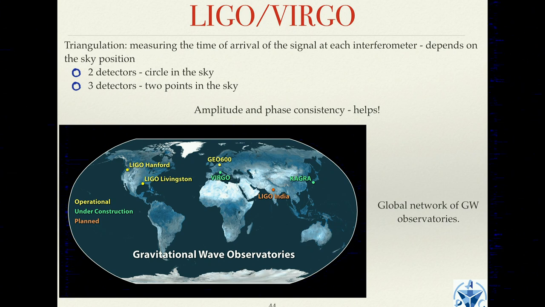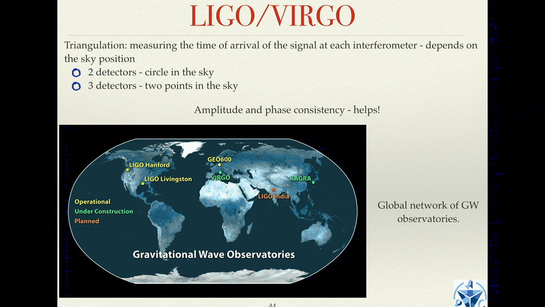So what you can do, if you have two detectors, you have a circle in the sky. Basically, it's triangulation by the time difference, the travel time between detectors. It's the same system that is used in GPS. You need several GPS satellites in order to triangulate and find where your location is. The same here. If you have only two detectors, by the time difference you know roughly your source is somewhere here. If you have three detectors, you have two points, either here or there.